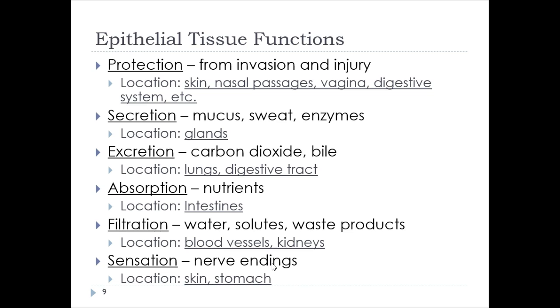Filtration, this is going to be where water, solutes, and waste products can go into an environment to get filtered and separated out. Definitely where it comes to mind is the kidneys. Blood vessels do the same thing. They're going to separate things out by diffusion, and same as the kidneys. And then sensation, which is just nerve endings located on the skin and the stomach, and we're going to talk about those later when we get to nerves at the later part of this unit.